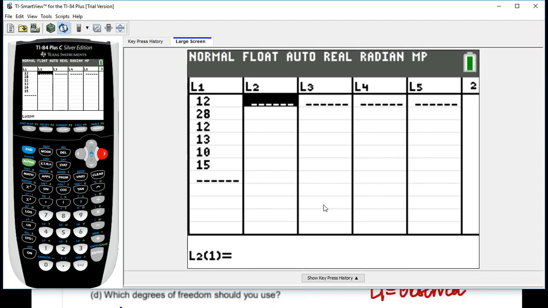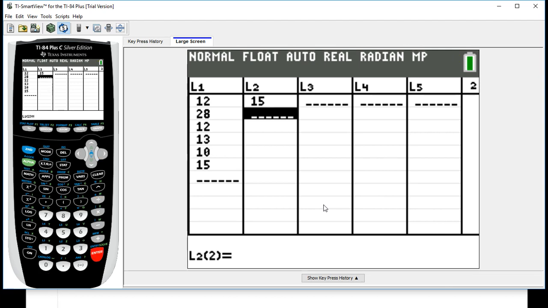Then for our L2, we put our expected, and in this case, that was 90 divided by 6. And if I expect them all to be the same, I'm going to put 15 for all 6 values. Remember, equally likely means they should be the same. So you put your expected there.